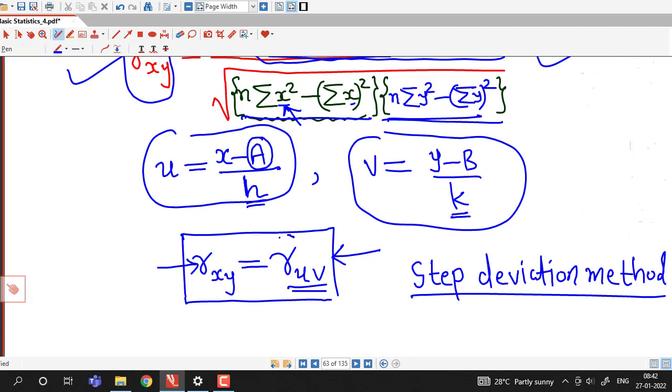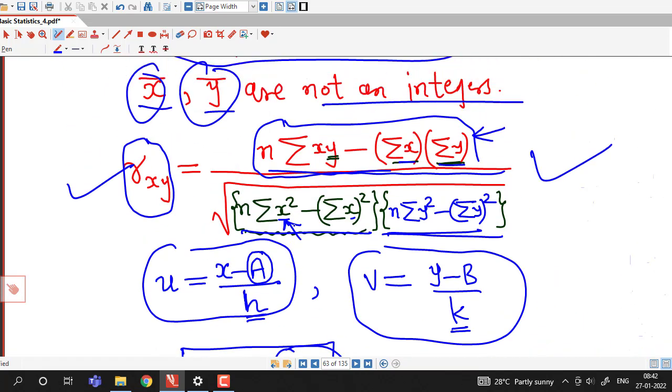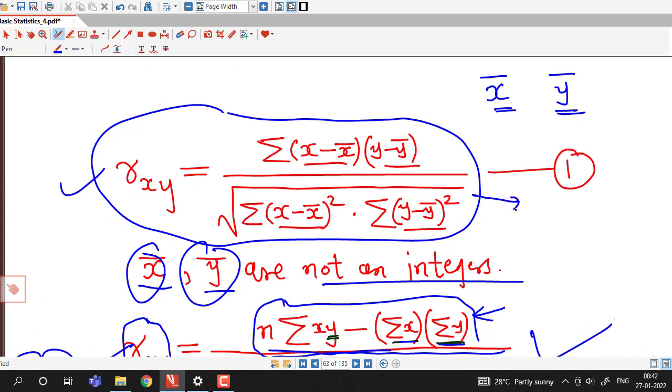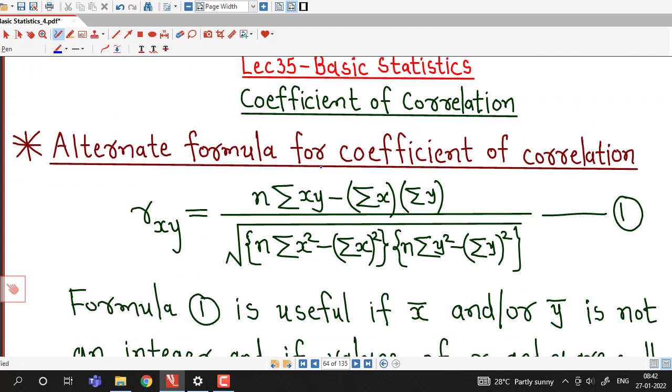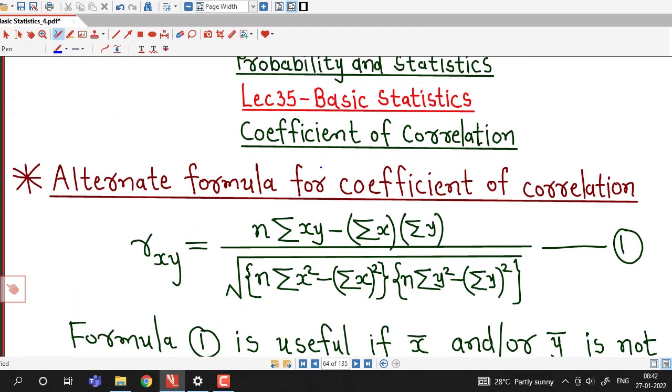Now if we want to find out r_uv using this formula, here we will replace x by u and y by v, and we will obtain coefficient of correlation between u and v. Same thing here. If I want to compute correlation coefficient between u and v, I will replace x by u and y by v. So here I have written all these things.